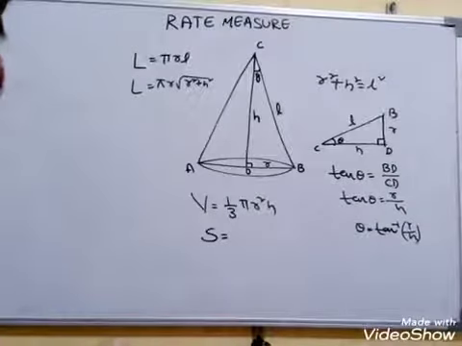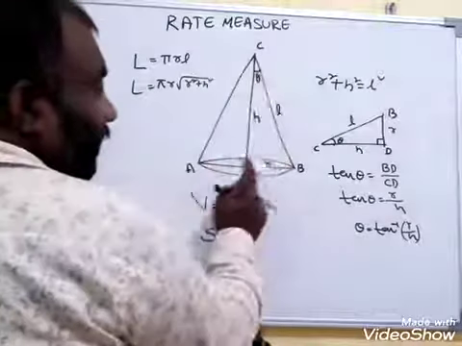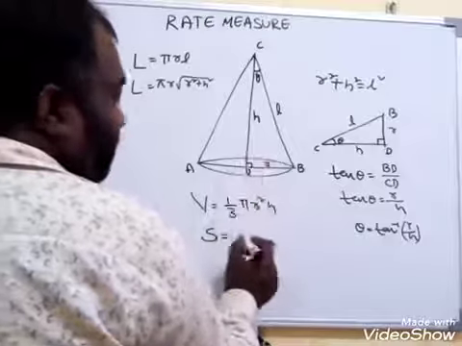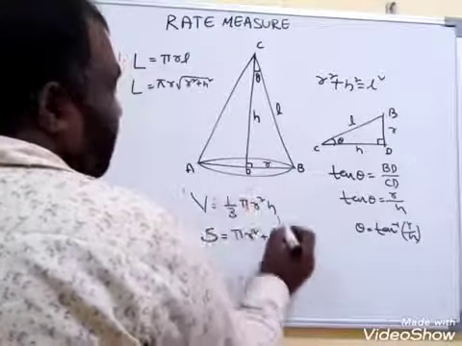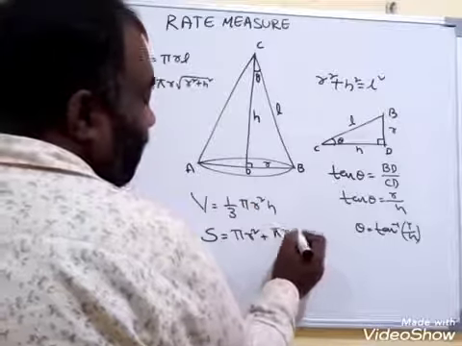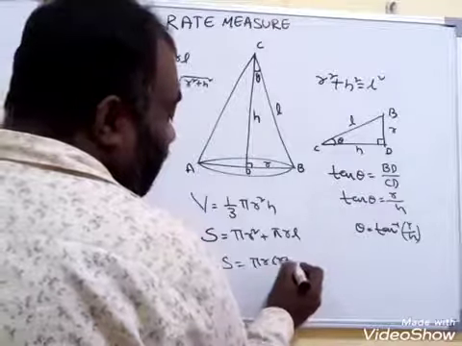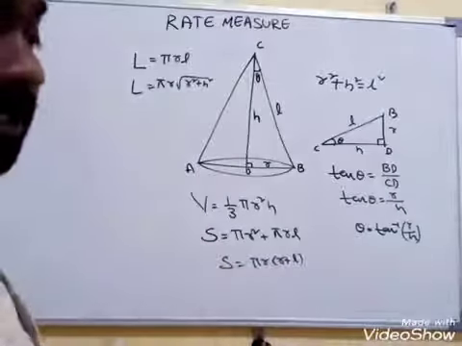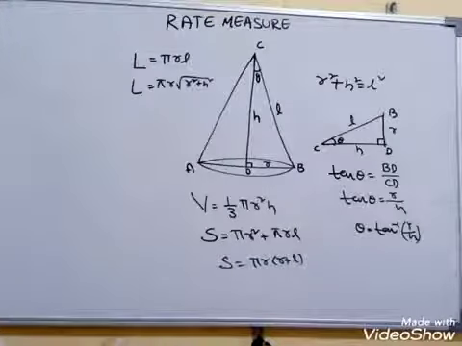Now come to S. S is called the total surface area. Total surface area means lateral surface area plus the area of the circle. The area of the circle you can write as pi r square, plus the lateral surface area pi r L. If you take pi r common, it is pi r into r plus L. This is regarding the cone.